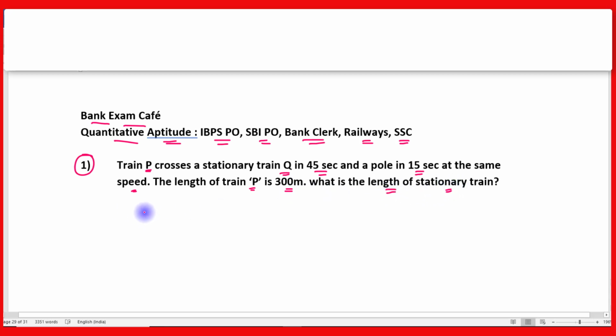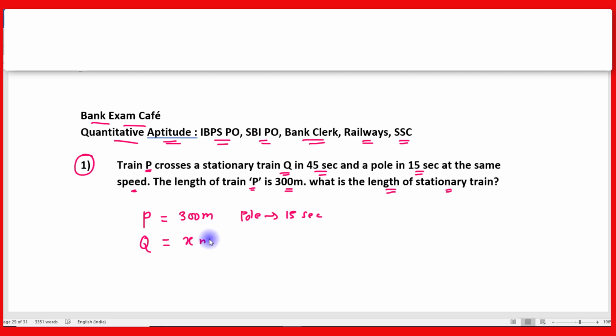Friends, here there are two trains, P train and Q train. The length of the P train is given as 300 meter, and it is said that it crosses a pole in 15 seconds. And there is another train Q whose length we do not know, so let its length be x meter, and this P train crosses this stationary train in 45 seconds.